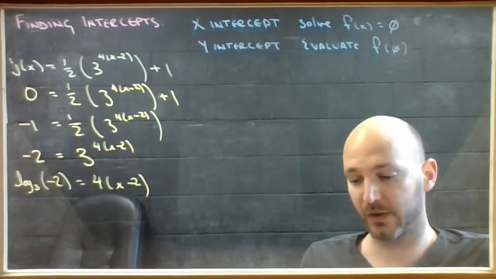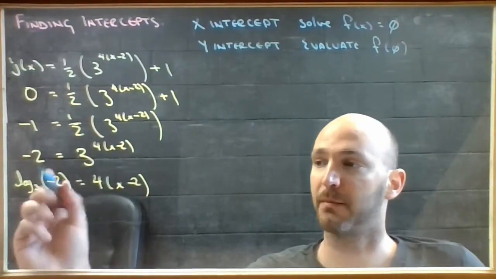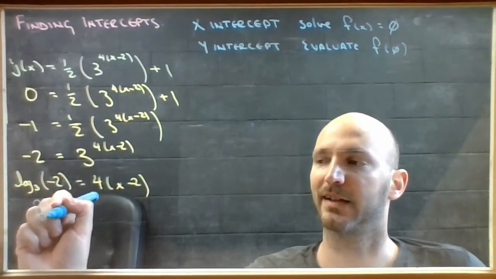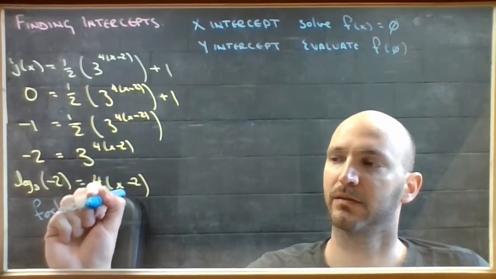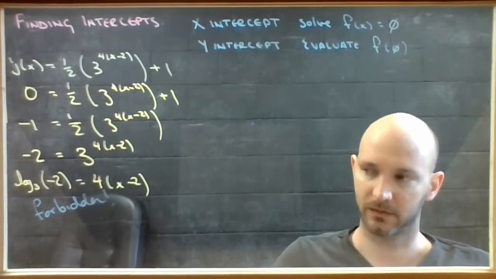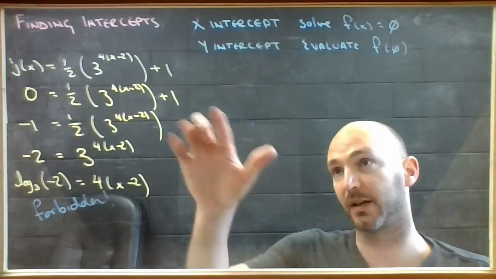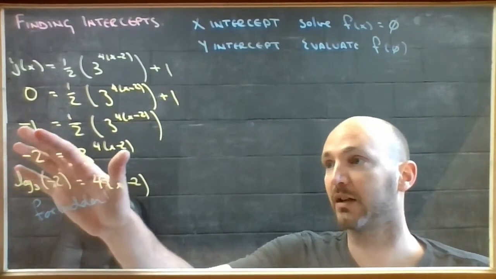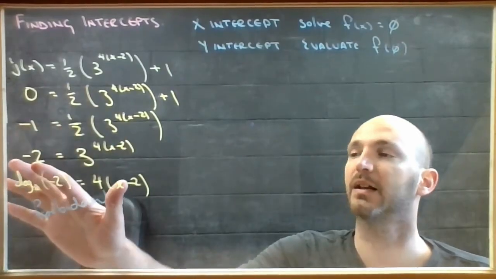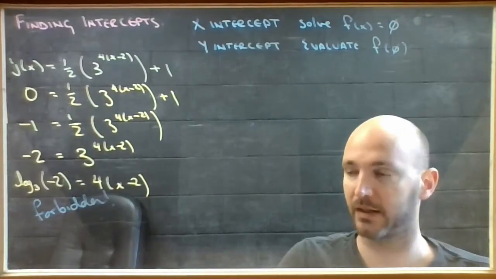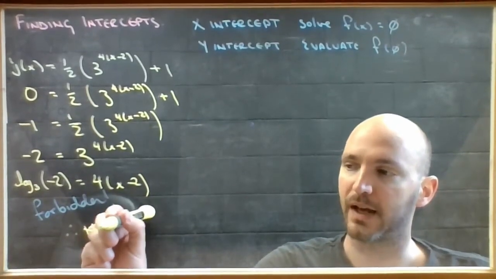But when I try to do the log of a negative number, I remember from the last section that that is also forbidden. So I check back through, make sure I didn't screw up the negatives. A positive would be a negative over here, negative times a positive is a negative, and then log of a negative is still forbidden. Therefore, there's no x-intercept.